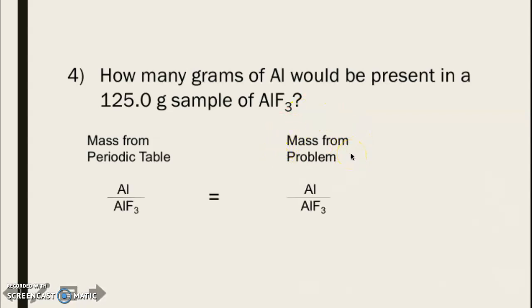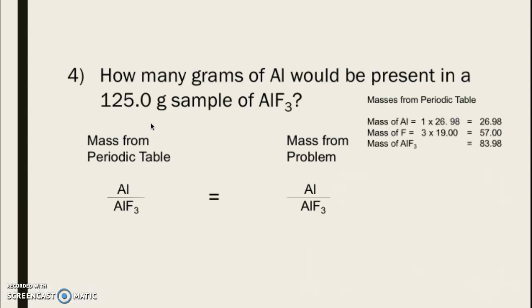Okay, so let me show you what that would look like. All right, so we have aluminum, the mass of aluminum from the periodic table, so I'll look that up. The mass of the compound, aluminum fluoride from the periodic table, so I'll add that all up. And then once I have that information, that comparison of aluminum to aluminum fluoride, then I can use that comparison to then answer the question, how much aluminum if I have this much aluminum fluoride? So it's going to end up being a proportion problem in which we're going to solve for x. Okay, so next step will be getting this information from the periodic table.